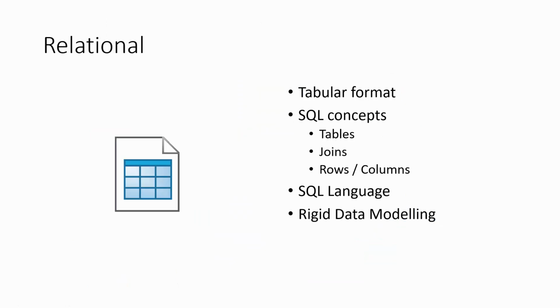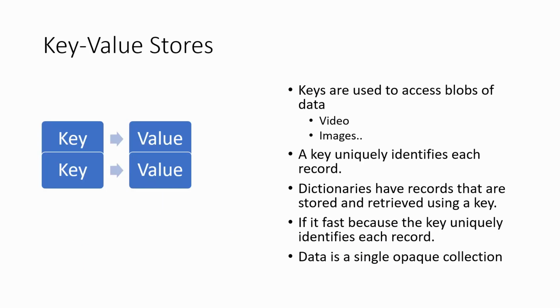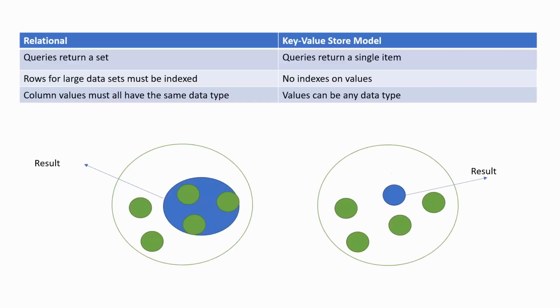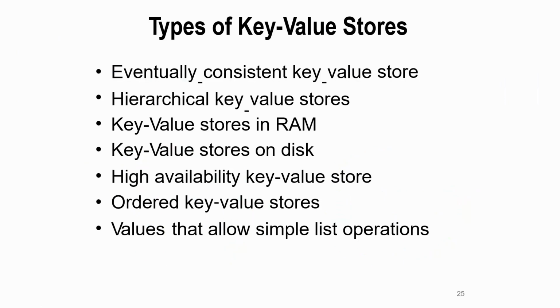So we've got a relational store, which we've already covered. I'll flash through these. The key value store is where the key is used to access data, and you could look at it as being like a locker. The key is used to access blobs of data. Those could be videos or images, and a key uniquely identifies each record. So here we've got some difference between the relational data store on the left-hand side, where queries return a set, and the key value store model, where the queries return a single item. There are lots of different examples where key value stores could be quite useful. They're very, very simple to retrieve data from.